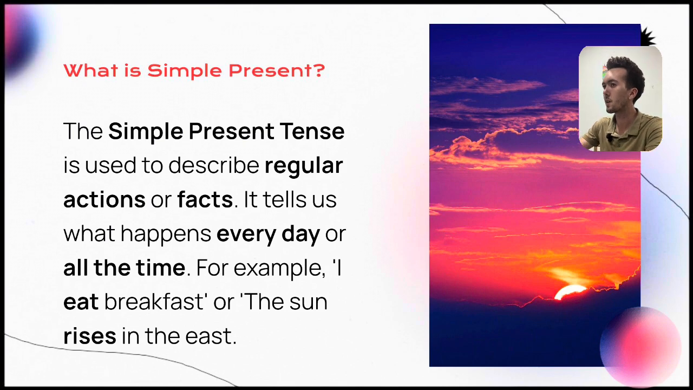Okay, so it's quite easy. The simple present tense is used to describe regular actions, facts, or things that happen all the time. It's the tense we use when we're talking about what we do every day. For example, I eat breakfast every morning, or the sun rises in the east. You can see that it talks about things that are always true, or part of our routine.